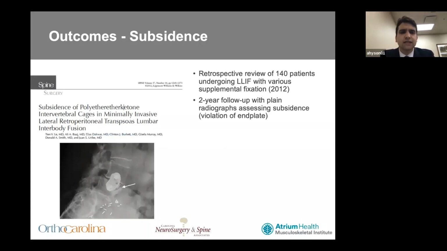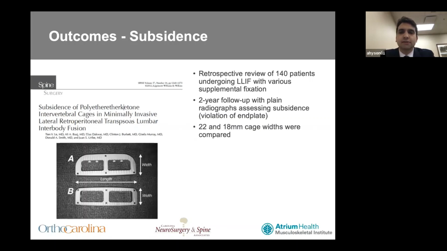Focusing a little more on subsidence rate, as this is one of the major benefits, or proposed benefits, of performing this procedure with a large cage. This study by Le et al., performed in 2012, retrospectively reviewed 140 patients undergoing LLIFs with various supplemental fixation. They were followed for 2 years to evaluate for evidence of subsidence through the endplates of the adjacent vertebral bodies.